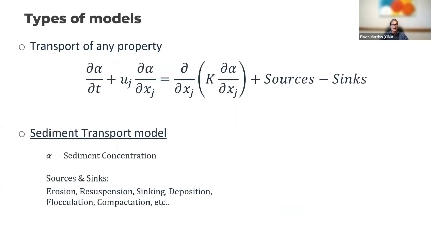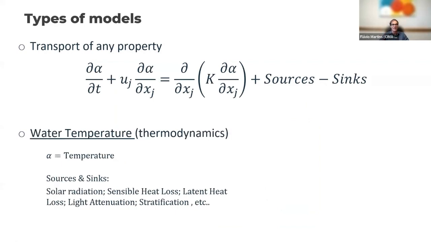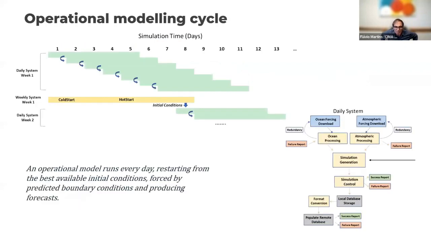Okay, and sediment transport is the same. If alpha is the sediment concentration, the sources and sinks will be erosion and resuspension and so on. And you need to compute all the sources and sinks based on the properties of the system. So the idea is the same in every model. For water temperature, it is the same: alpha will be temperature, and the sources and sinks are solar radiation, sensible heat, latent heat, light attenuation, and so on. So these are the basics of different types of model.